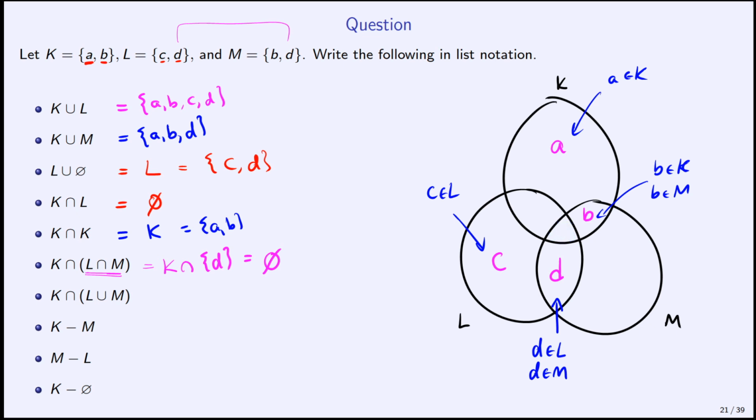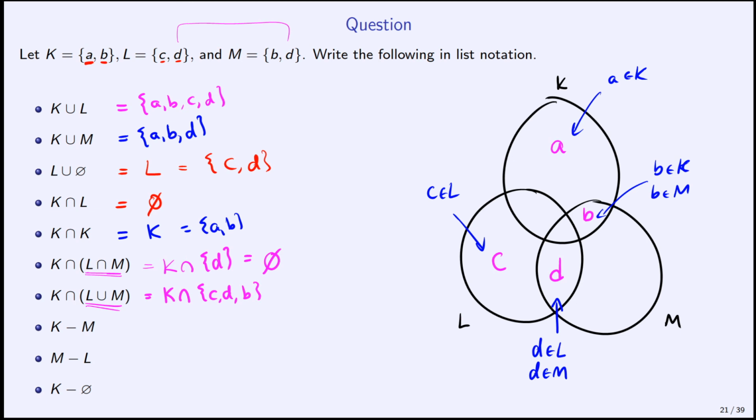Okay, now let's do K intersection L union M. So we do the brackets first. So this is going to be K intersection... well, what are the elements shared by L and M? So not shared, but the elements in either L or M. So again, it's a union, so I'm just going to write everything out. So L has C and D, and M has B and D. But we have D twice there. We're not going to write D twice, so we'll just write it once. So L union M is going to be C, D, and B.